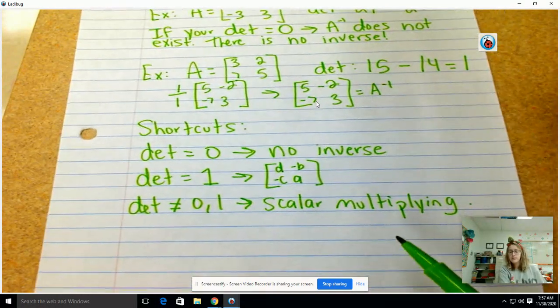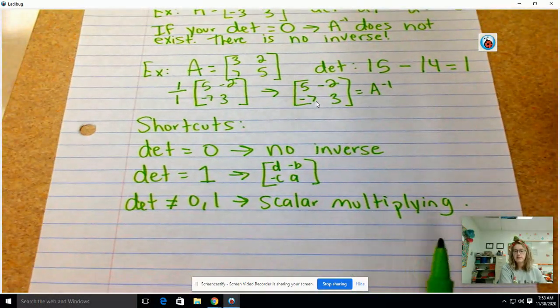So for these, it is important to remember that you can get fractions. Fractions does not mean that you did it wrong.